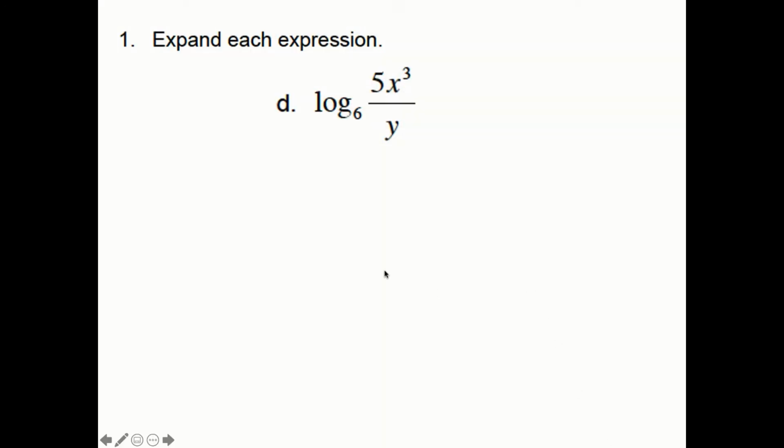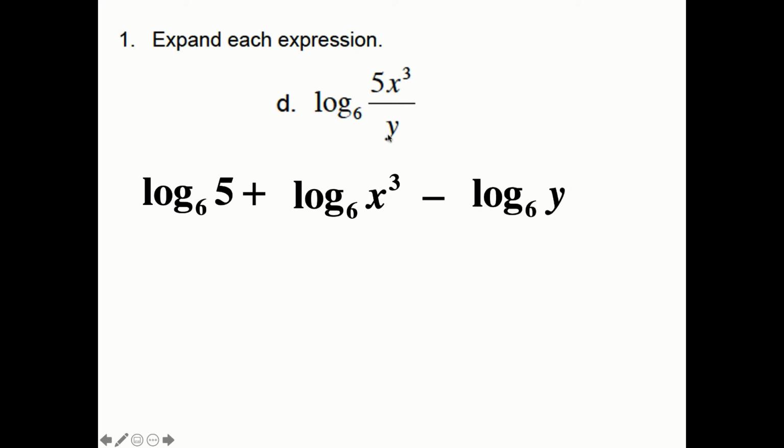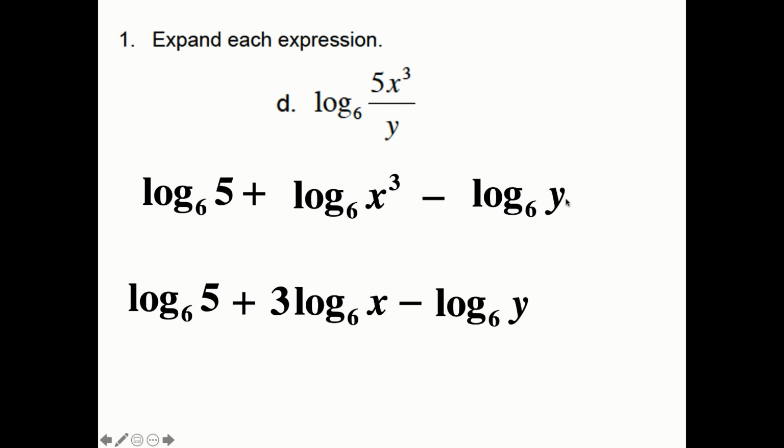All right, for part D, we have log base 6 of 5. X is on top, so it's plus log base 6 of x cubed. Y is on the bottom, so it's minus log base 6 of y. This doesn't have an exponent, so it drops down. This has an exponent, so the 3 is going to come in front. So 3 log base 6 of x. And this does not have an exponent, so it drops down.